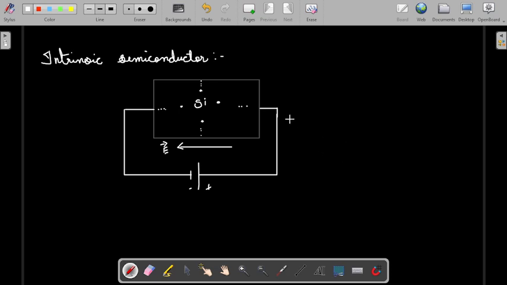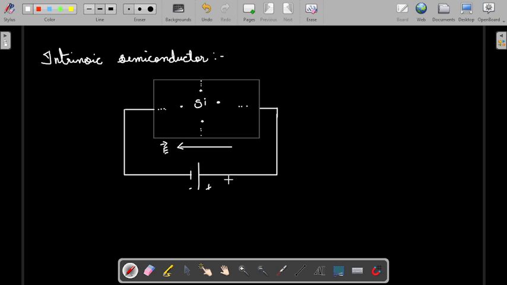So in this class we are going to start with, as we discussed, today we are going to discuss more on the current movement by individual electrons and holes. So first let's take an intrinsic semiconductor. In this intrinsic semiconductor there is no doping and nothing is happening.